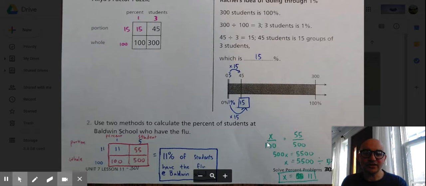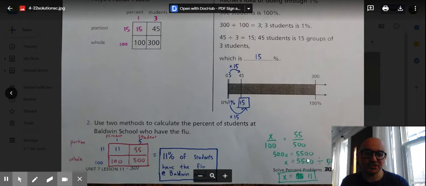The other method that I chose is my proportion problem or cross multiplication strategy. That's my particular favorite. So I cross multiply, I get 500 times x equals 500x, 100 times 55 equals 5500. Then to find out what x equals, I have to divide by 500, and I get 11 again. So 2 different methods giving us the same percent, 11%.